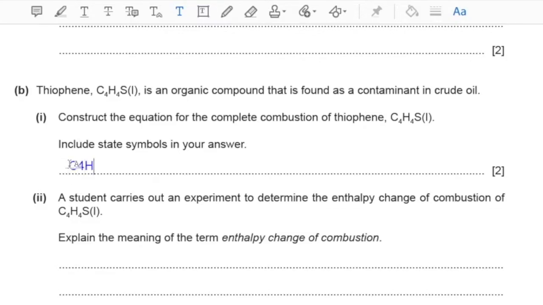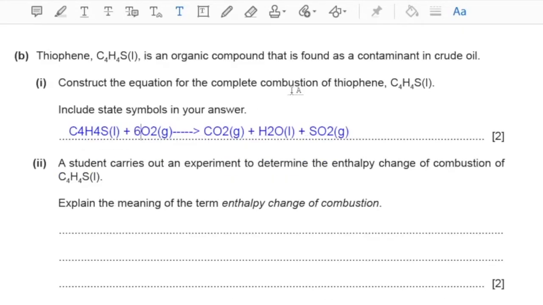So, thiophene is found as a liquid. It reacts with oxygen, which is a gas, and this gives carbon dioxide, which is again a gas, plus water, which is liquid, plus an additional product which comes from sulfur over here, so it's sulfur dioxide, which is also a gas. Now I need to balance the equation.